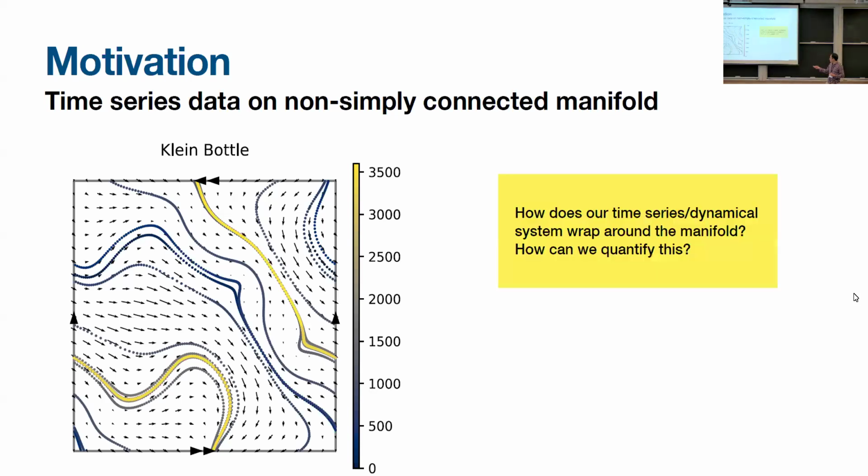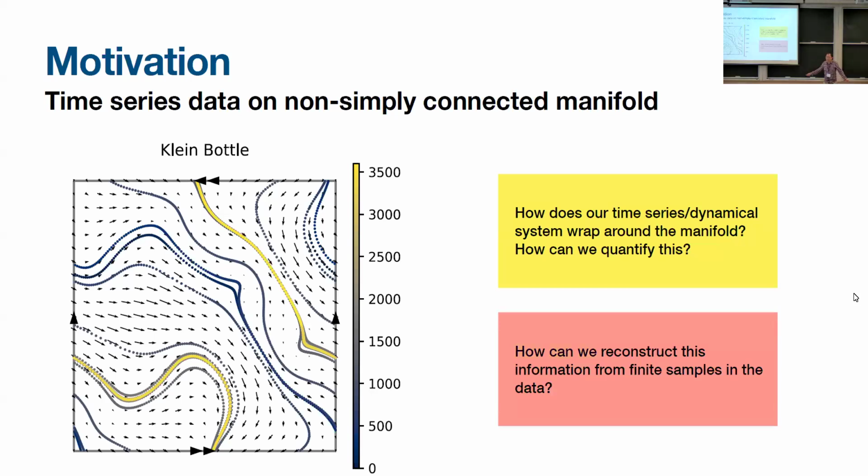So the question is, does that limit cycle orbit around some non-trivial loop of our space? How do we quantify that? And since we're working with data, how can we actually go from this sampled path to that topological information? How do we go from the discrete data to the actual underlying loop itself?